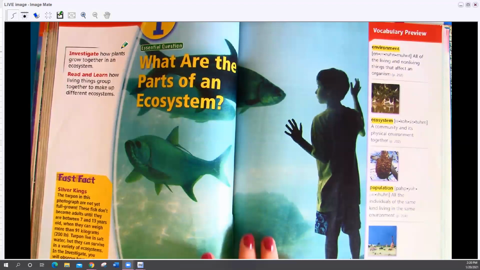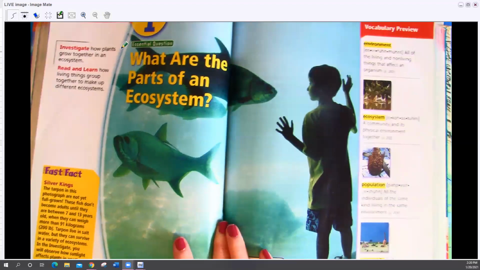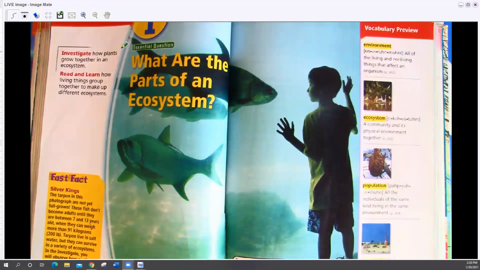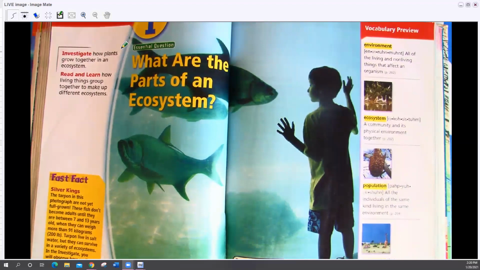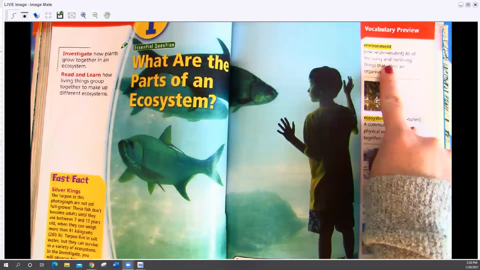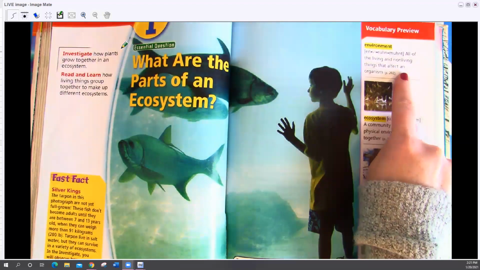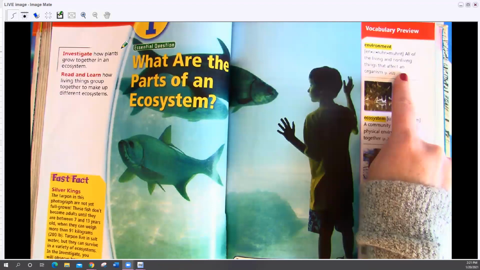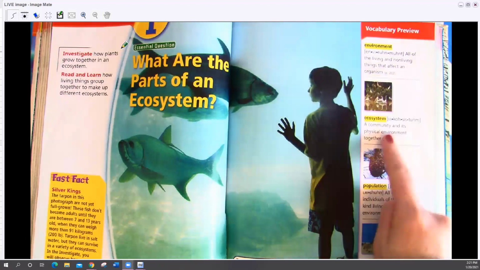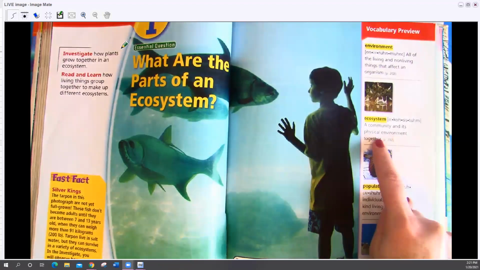So we have our vocabulary preview. Your assignment for today is going to be just about the introduction to this lesson and our vocabulary. So we have 4 main vocabulary words for this lesson. It is environment, all living and non-living things that affect an organism. So that's the environment. The ecosystem is a community and its physical environment together.